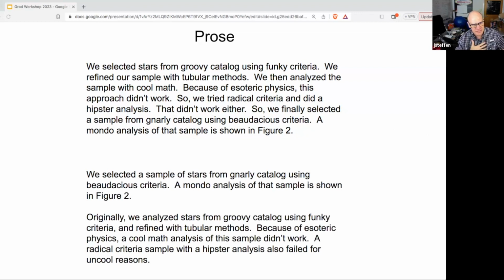So if I were to rewrite this for the author of this paper, I would say we selected a sample of stars from Gnarly Catalog using bodacious criteria. A Mondo analysis of that sample is shown in figure 2. And maybe there'd be another sentence or two in there, but this is the result. Then I would go into, originally we did this thing and it didn't work because of these reasons, and we tried something else and that didn't work either. So that the reader can say, okay, they tried something else to begin with, I'm gonna just skip that paragraph. Or they could say, oh, they tried something else, what did they try? Because I was thinking about doing that and now I don't want to.